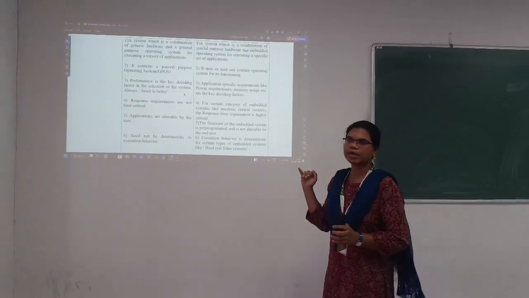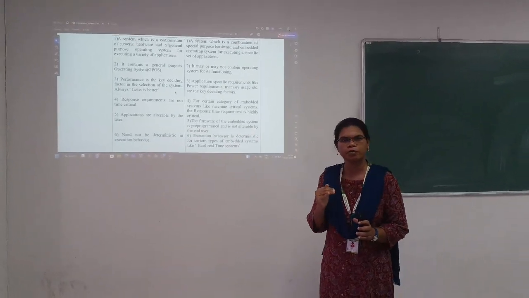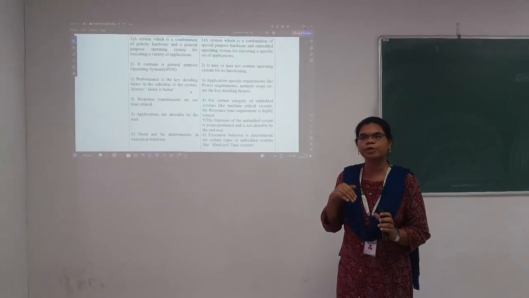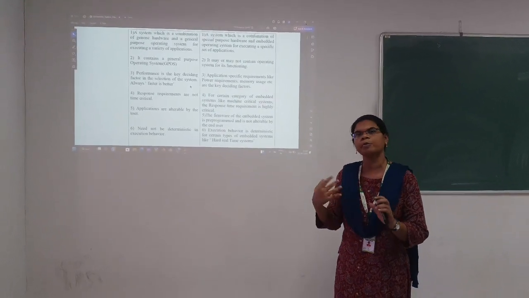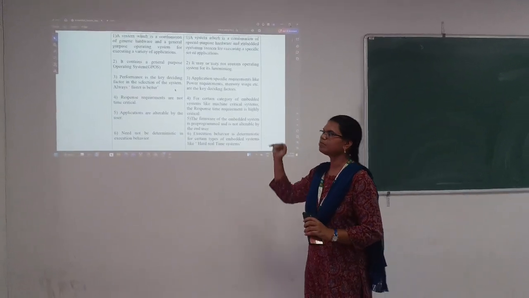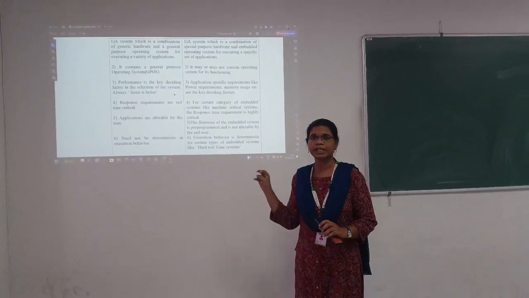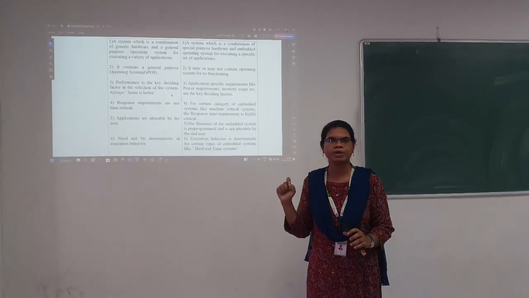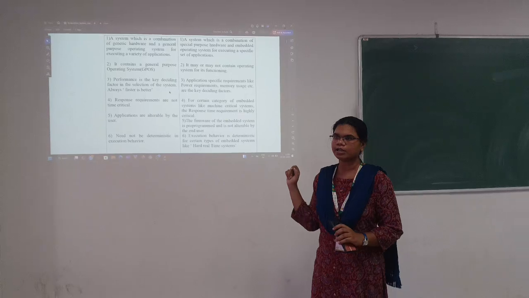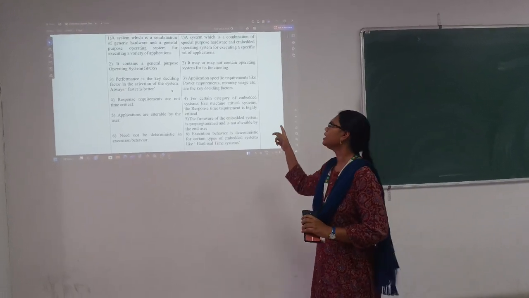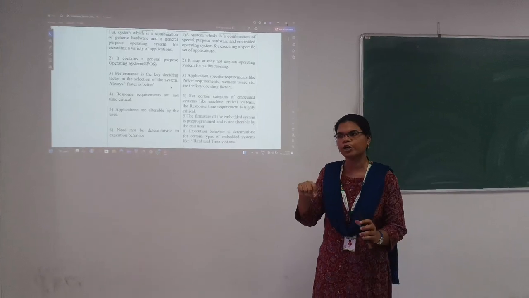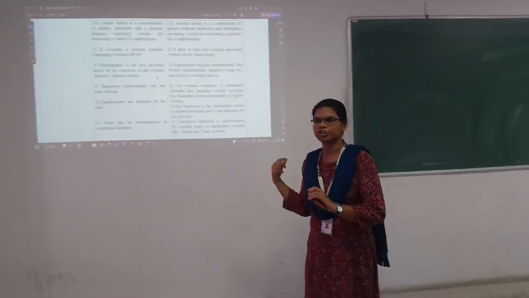Next, as already mentioned, in a general purpose operating system we will be using a general purpose OS, whereas in an embedded system, depending upon the performance requirements of the application or the system, we may be using an operating system or we may not be using an operating system. The third one is that in a general purpose operating system, performance is the key deciding factor, whereas in an embedded system, it is the application specific requirements. Depending upon the application, we are going to develop a certain functionality.